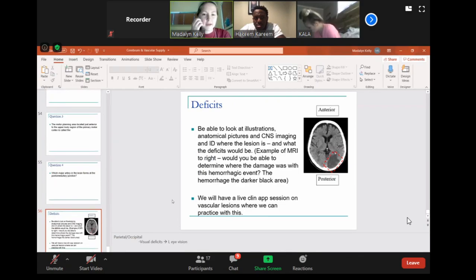This last slide is to be able to look at illustrations or imaging and identify where the lesion is. So for the example of the MRI to the right, would you be able to determine where the damage was with this hemorrhagic event? I put definitely it's going to be occipital because it's in the back, with the visual deficits. Maybe you're going to have a little bit of the parietal, I was thinking. But I think she's going to do more on this whenever we have the live Zoom session. So that is it for the cerebrum and vascular supply.